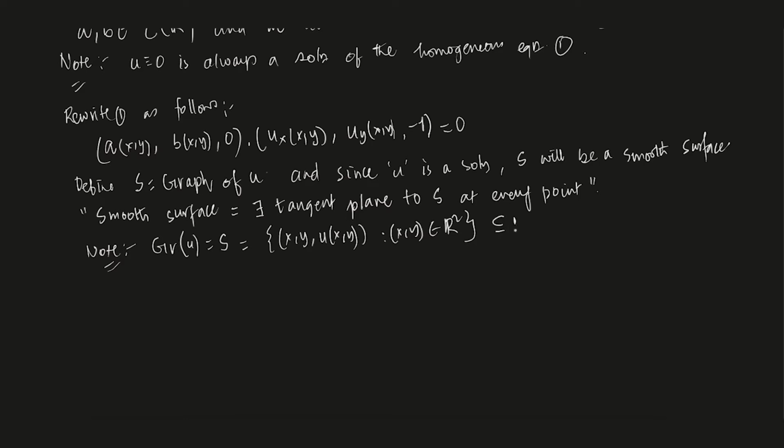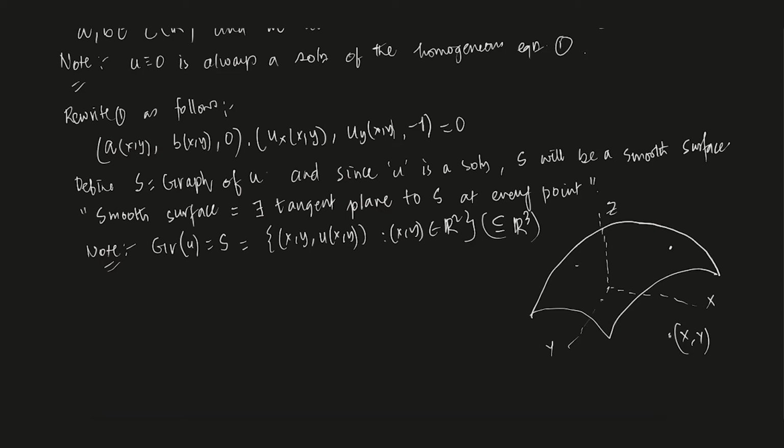Of course, this is contained in R3, and this is a surface in R3, right? So it will look something like this. Let's say that's your axis, and it will look something like this. For any point (x, y) in the plane, the corresponding point on the graph, the surface S, will be (x, y, u(x, y)). So that's your graph of u.